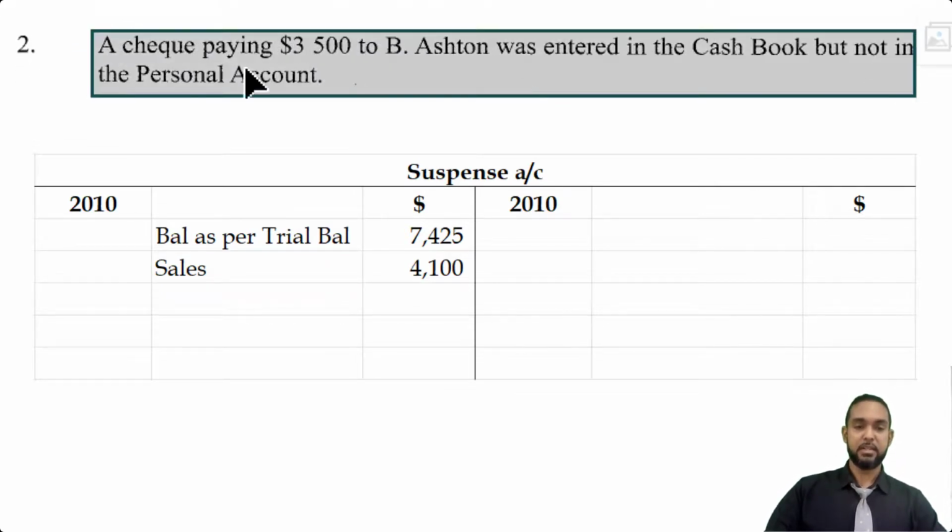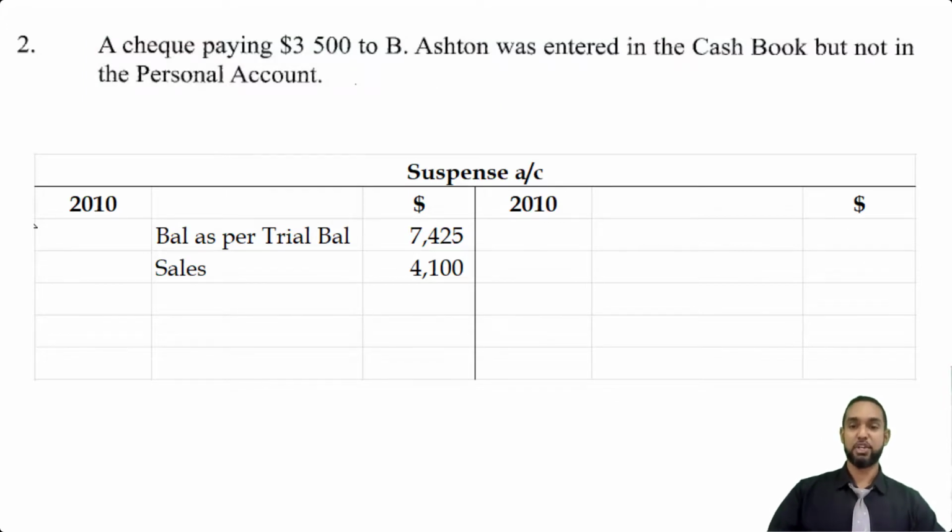Okay, let's take a look at the second error. It says a check paying $3,500 to B. Ashton was entered in the cash book, but not in the personal account, which means B. Ashton's account is missing this entry. So if we paid a check to somebody, we're going to credit the cash book and we're supposed to debit B. Ashton. But it wasn't entered in B. Ashton's account. So B. Ashton is missing a debit. Okay? So to fix that, we have to debit B. Ashton. But what account are we going to credit?